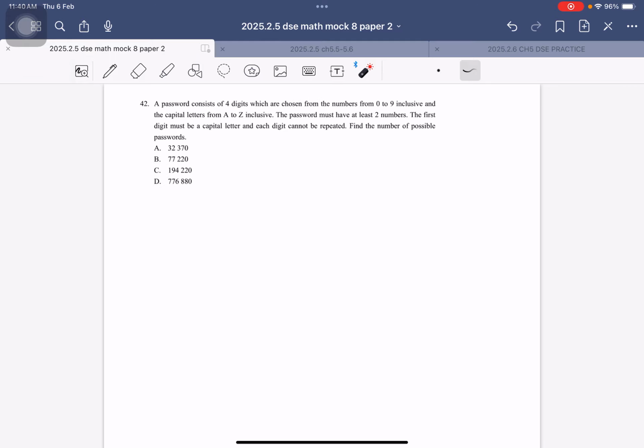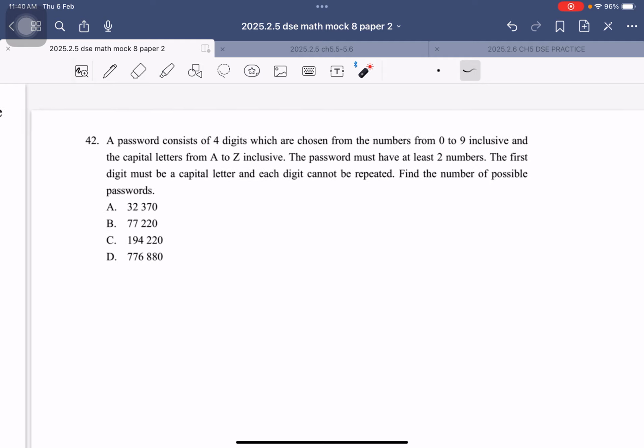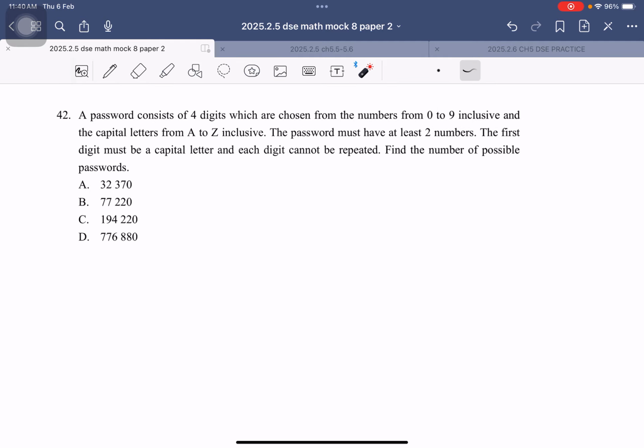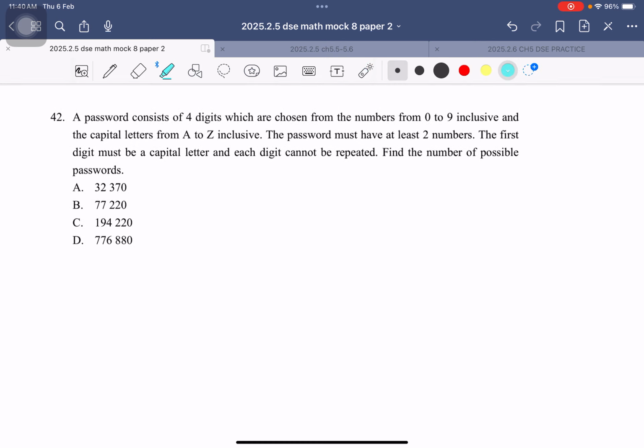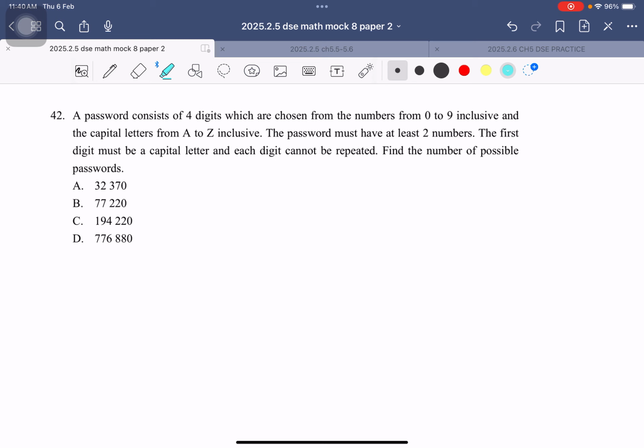Okay? So question 42 is the probability, isn't it? So let's read the question first. It's a little bit hard, but still doable. 42. Alright, you find it later. Okay, find it later. Just listen first.